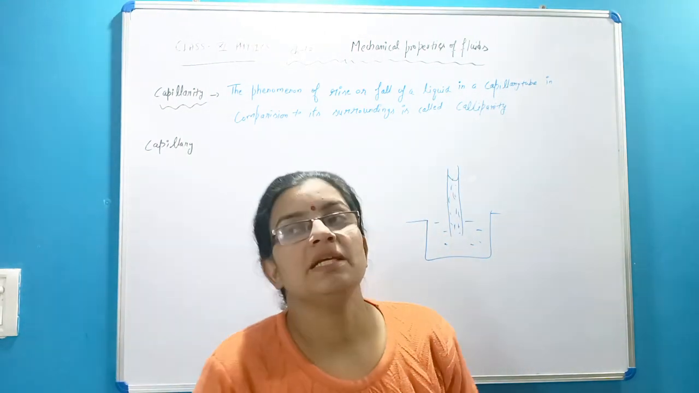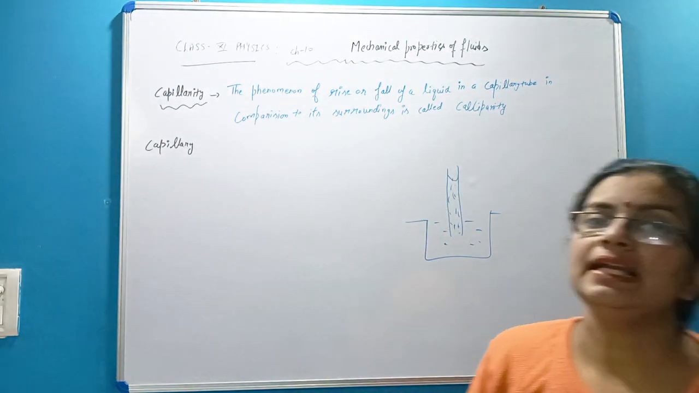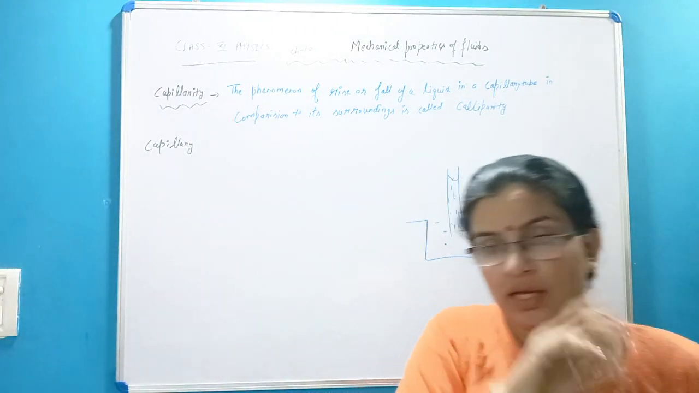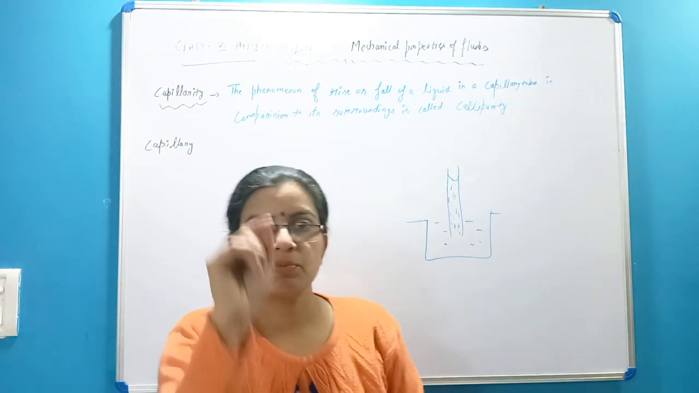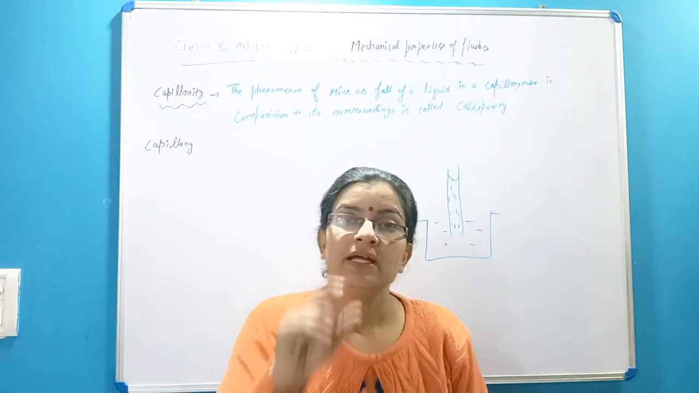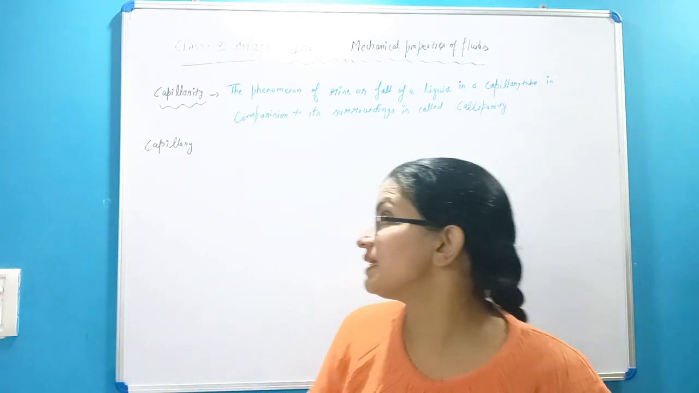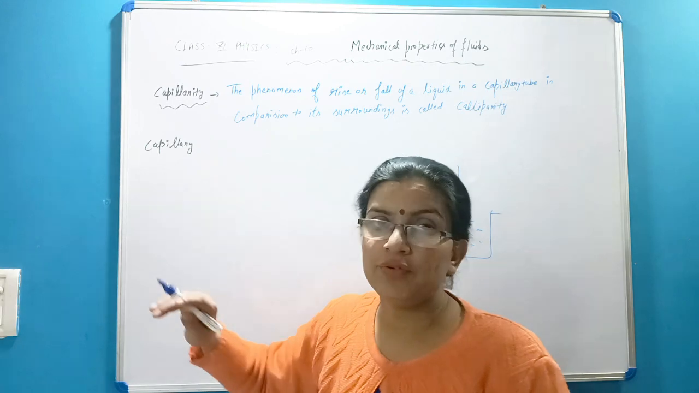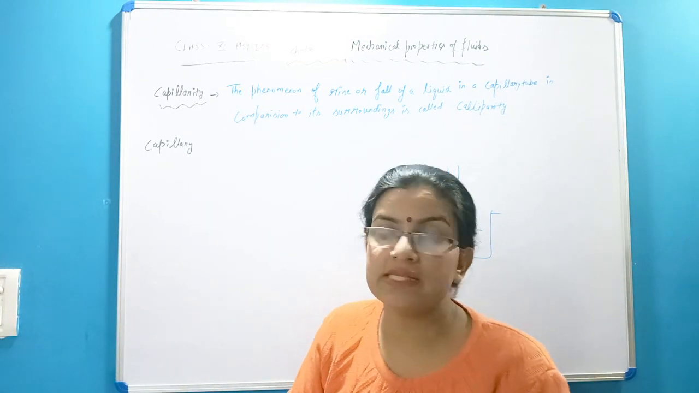We have a lot of examples of capillary action in daily life. You are aware that the fountain pen has a nib, and the nib is broken in between. That in-between portion behaves like a capillary tube. Capillarity is the phenomenon of rise or fall of a liquid in comparison to the surroundings.